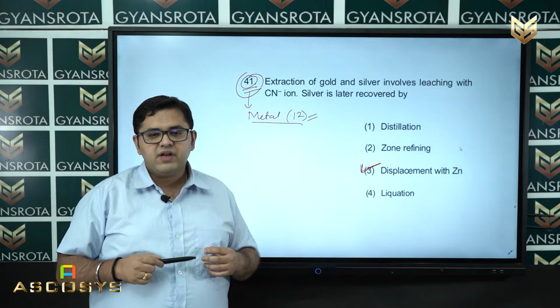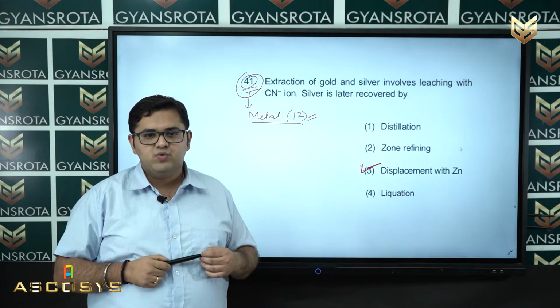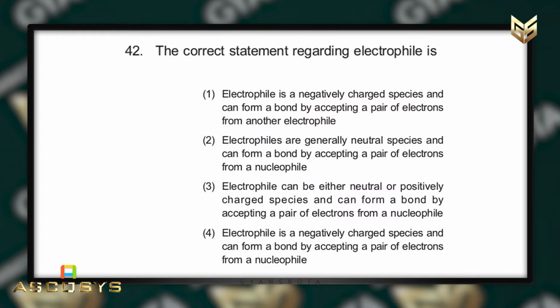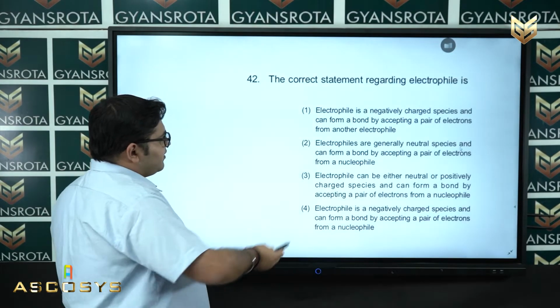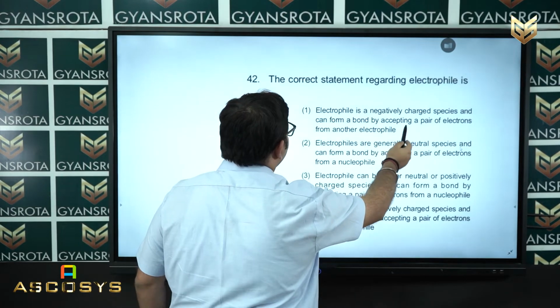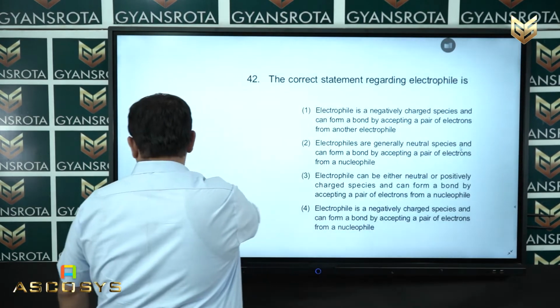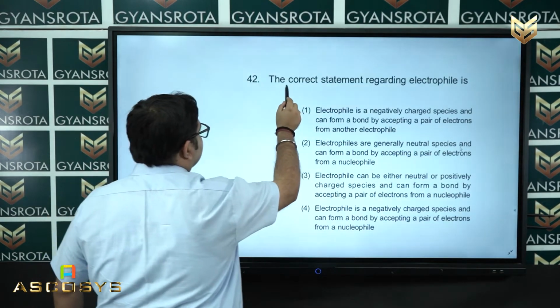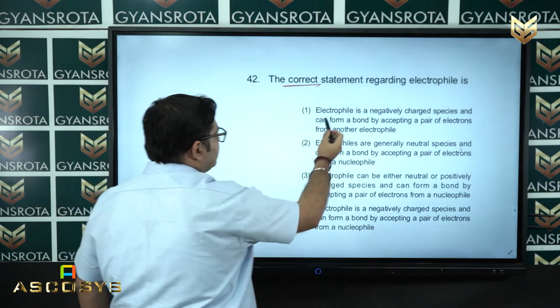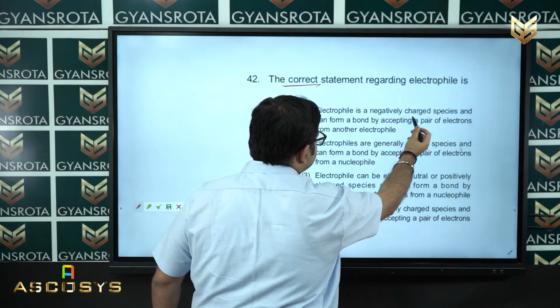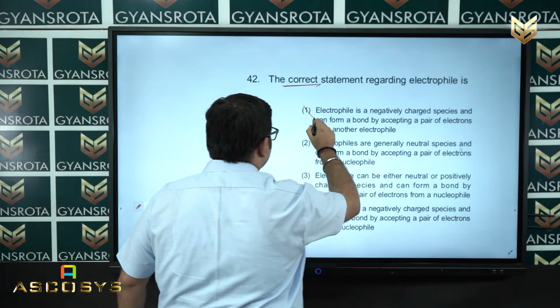Now, we are moving to the next question, that is question number 42. Question number 42 is on your screen. The correct statement regarding electrophile is. So, now we are moving to the solution part. If you see the first statement, electrophile, and they asked about the correct statement. See option number 1, electrophile is a negatively charged species. No, that is completely wrong.